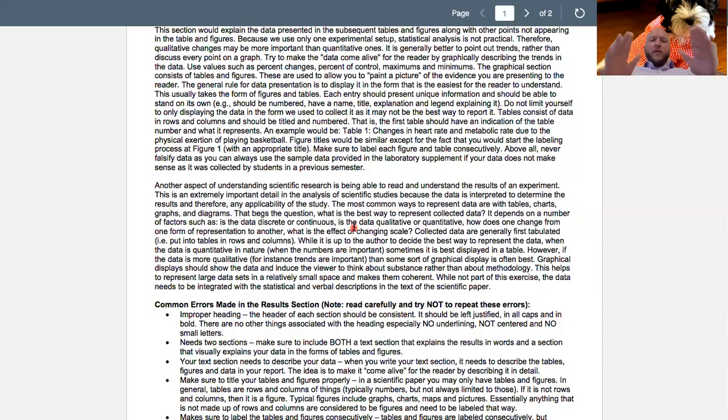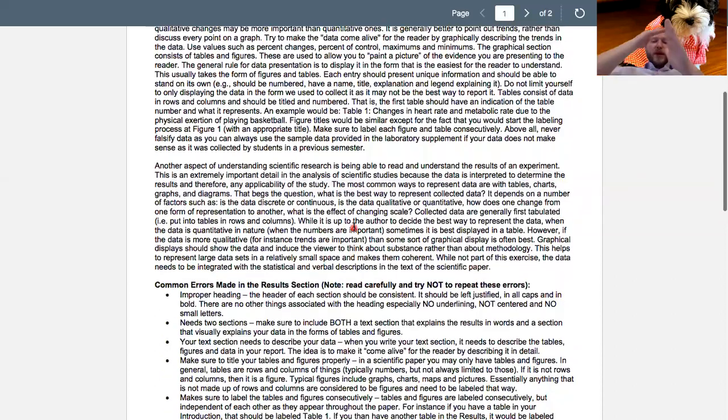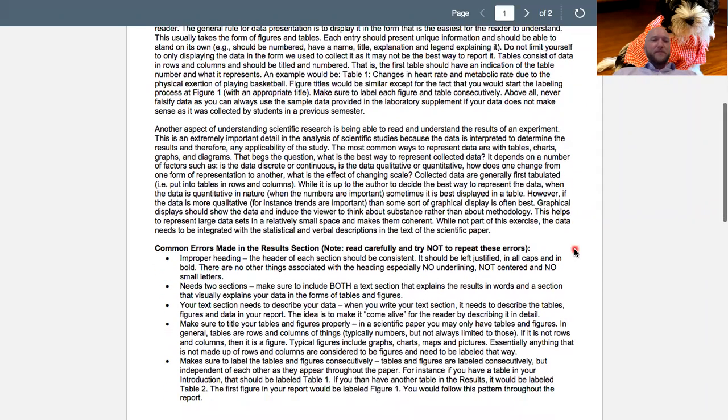Tables are where you have like a grid, and you have numbers and data points within that grid. It's called a table. It's got rows and columns. It's got rows of data and columns of data. That's a table. A figure or a graph is going to be like a line graph or a pie chart or a histogram, a bar graph.